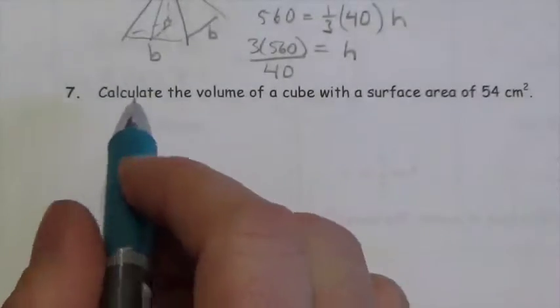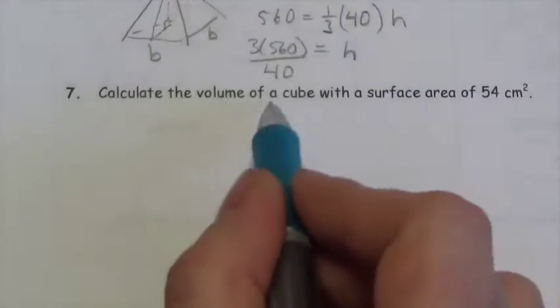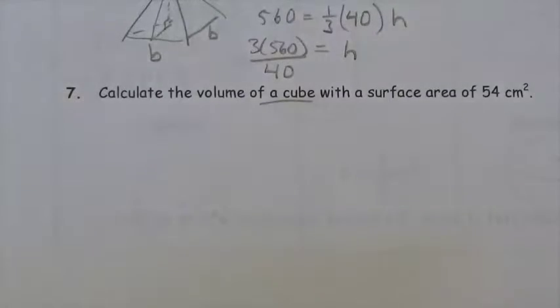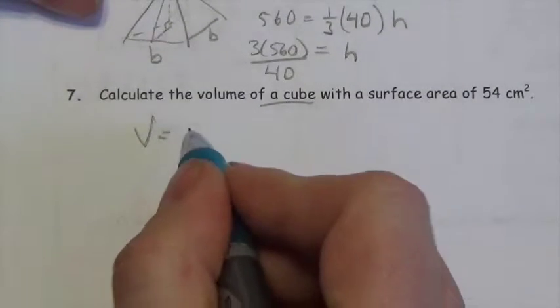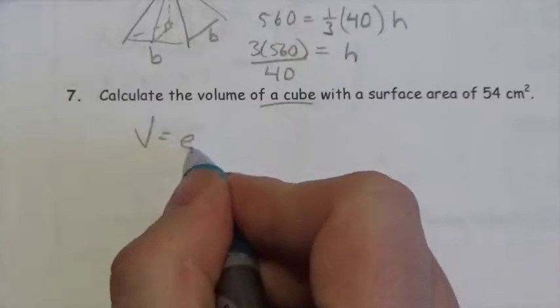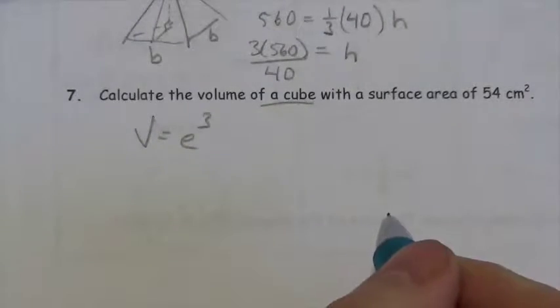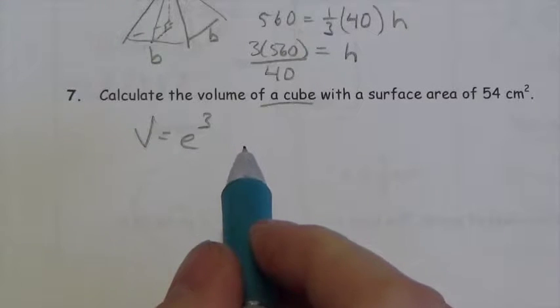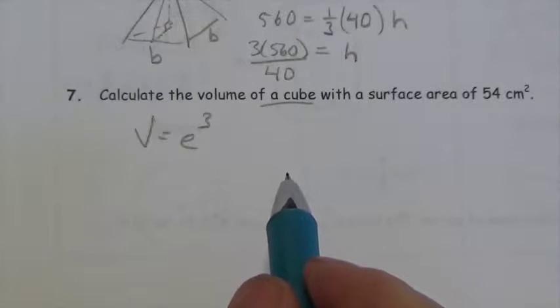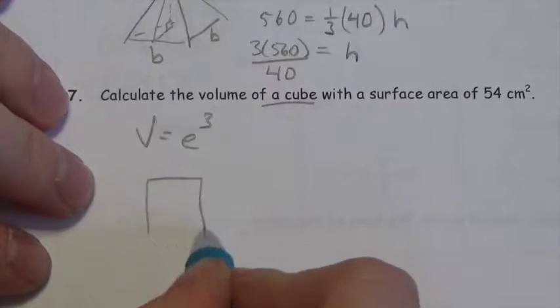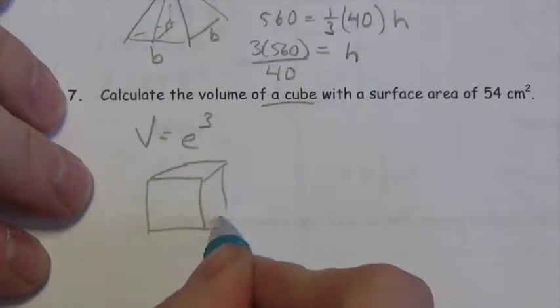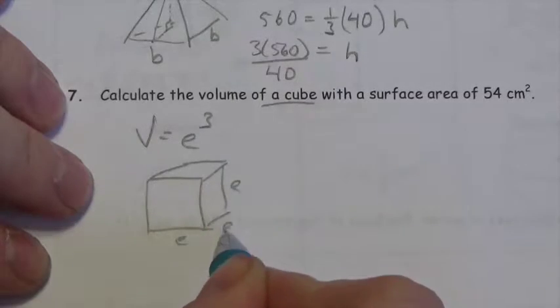In this question, we are told to calculate the volume of a cube with a surface area of 54 centimeters squared. The volume of a cube is simply going to be the edge cubed. I'm going to use an E there for edge, because if I use S for side, everybody complains that my S looks like a 5, so I'm not going to do it. So the edge of the cube: edge, edge, edge.